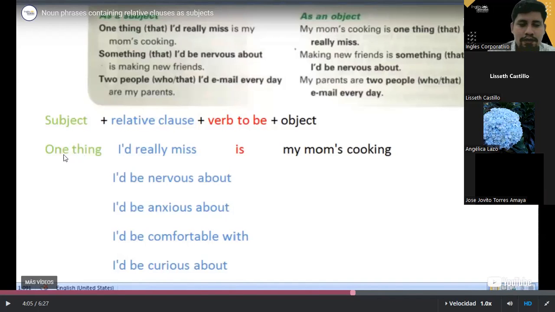But just take a look here. The first one says, "One thing I really miss is my mom's cooking." If you see here, we are just using the singular, so the verb to be that we are going to be using is "is". In case we use people, for instance, "who or that I meet every day is", and when I say that, we're going to include also an object in a specific sentence. For instance, here we have in this example, "my parents", okay? And check just this information. We're using "are" instead of "is" because we are referring to two people, because this is plural.